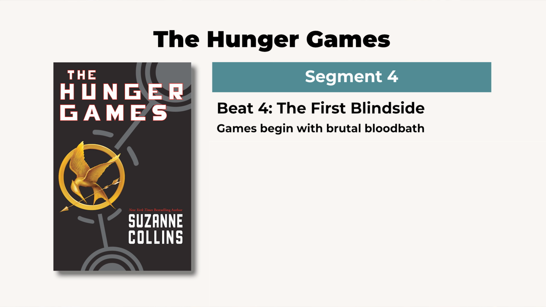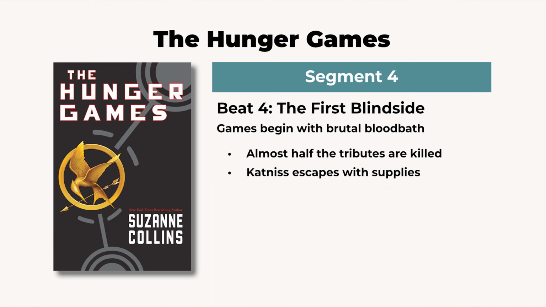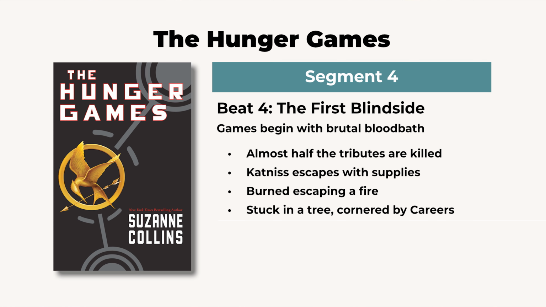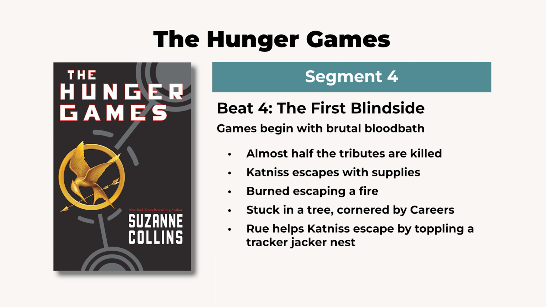The Hunger Games begin with a brutal bloodbath far worse than anything Katniss expected. Cannons blast, announcing the deaths of nearly half the tributes. Katniss escapes with a few supplies, but she's later burned, escaping a fire set by the Capitol. She ends up stuck in a tree, cornered by the careers, a group of well-trained tributes. Rue, a young tribute who reminds Katniss of her sister Prim, helps Katniss escape by pointing to a tracker-jacker nest. Katniss topples it onto the careers. Unfortunately, she suffers debilitating stings as a result.